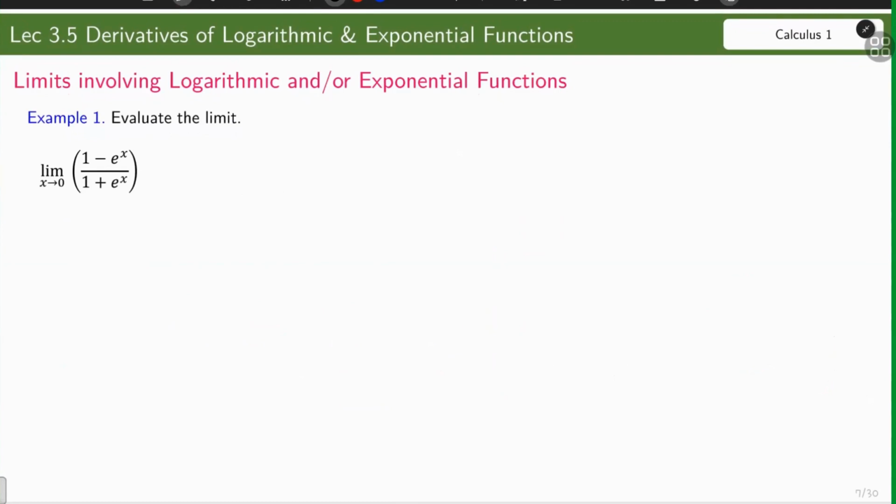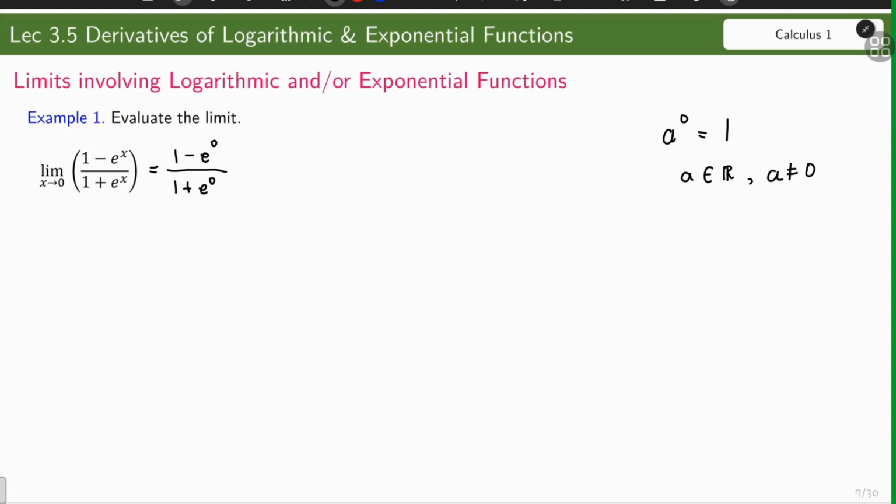Evaluate the limit of the quantity 1 minus e raised to x all over 1 plus e raised to x. So here we may try direct substitution. Ito try lang natin, no? Evaluate na agad natin. We have 1 minus e raised to 0 all over 1 plus e raised to 0. Take note from the laws of exponent, a raised to 0 is equal to positive 1, where a is a real number and a is not equal to 0. So take note that this law may also work on negative numbers and also on positive 1.